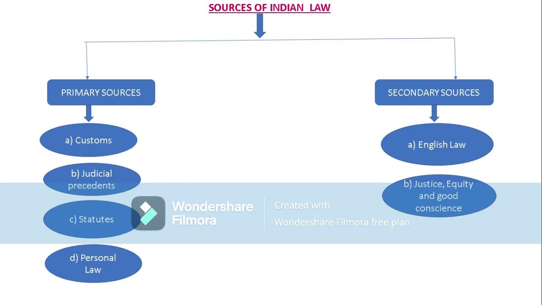Now coming to the second one, which is judicial precedent. Judicial precedent plays a very important role in the legal system of any nation. It is neither too old as customs nor as modern as legislation. Judicial precedent simply means previously decided judgments. Previously decided judgments are known as judicial precedent. It is binding on a lower court.